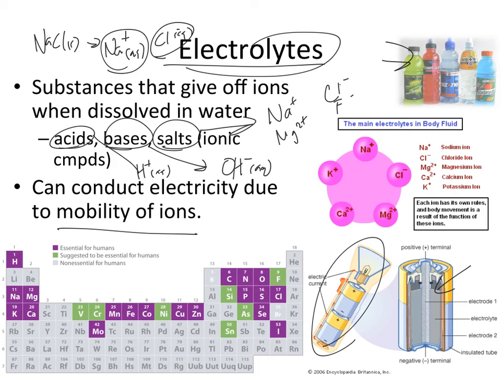It's interesting, if you look at this periodic table at the bottom here, these are all the ions that are essential for human life. There are these ones that might be suggested as essential. Maybe there's some more research that needs to be done, but you can see that there are quite a few essential ones for our daily existence.